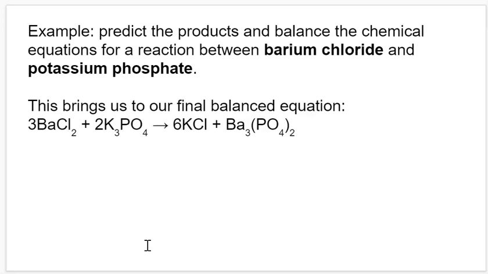So that tells us that our final balanced chemical equation for the reaction between barium chloride and potassium phosphate is going to be 3 barium chlorides reacting with 2 potassium phosphates to produce 6 potassium chlorides and 1 barium phosphate. All right, and I hope that helped.